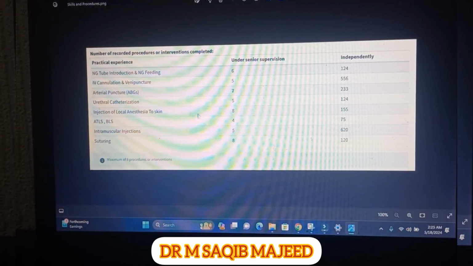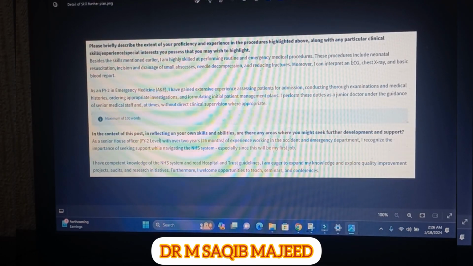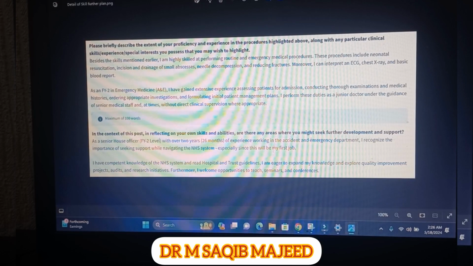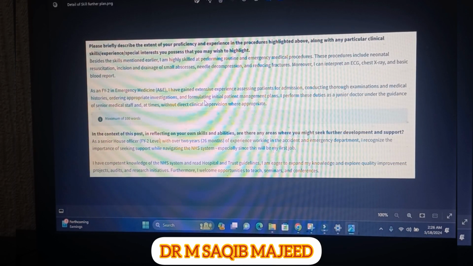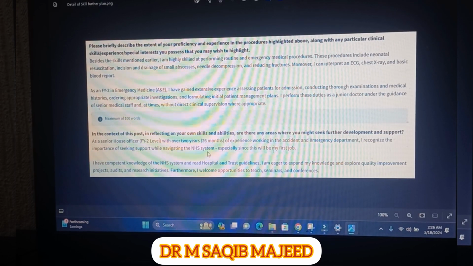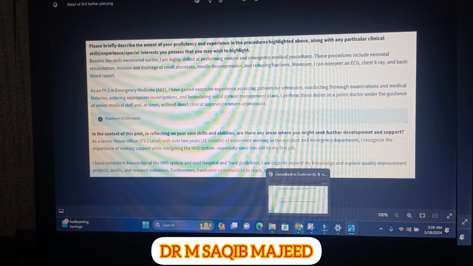Here, as it's only 8 limits, I was not able to mention those things which I mentioned here: ECG, X-ray and basic blood result reading. You can write it in your own words and use your own skill to write this segment. And in this below paragraph you can write your future plan, what you have learned till now and what plans you have for the future from the NHS and after getting this job, right?